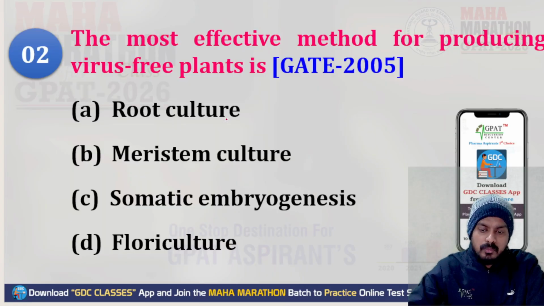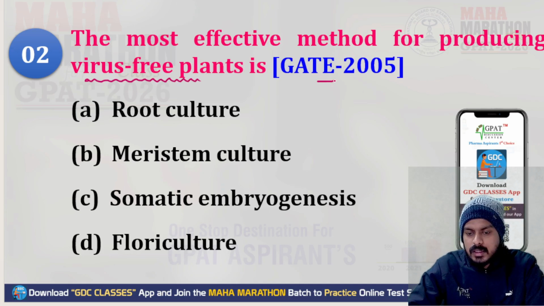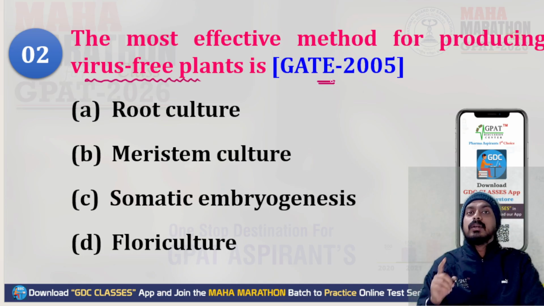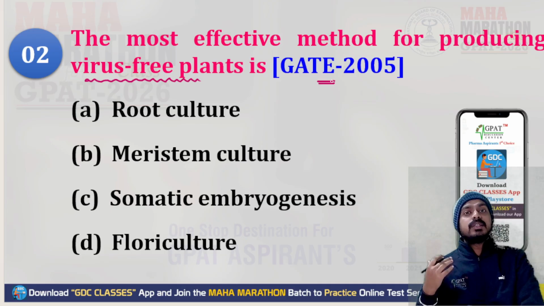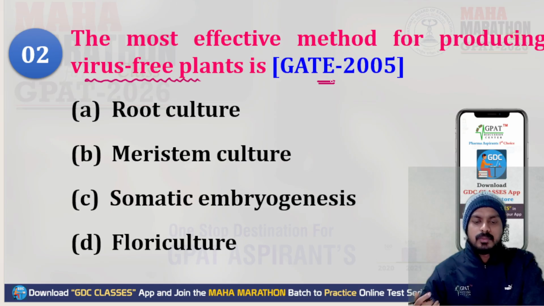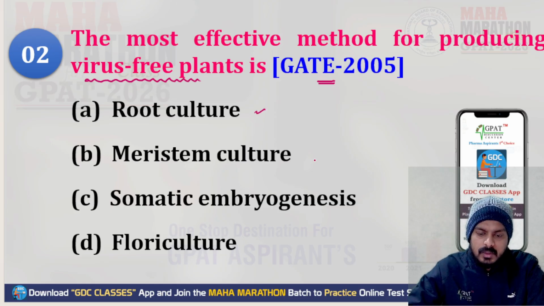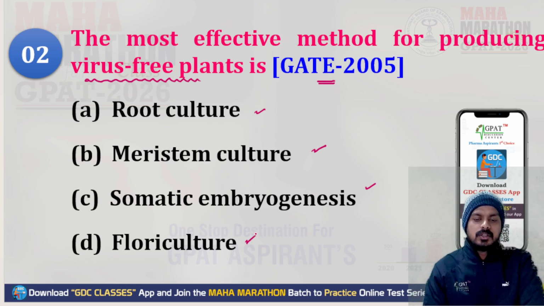Next question: the most effective method for producing a virus-free plant. This is a very, very important question. I always tell you that. By which tissue culture technique can you produce a virus-free plant? The options are root culture, meristem culture, somatic embryogenesis, or floriculture. Answer question number two: the most effective method for producing a virus-free plant.